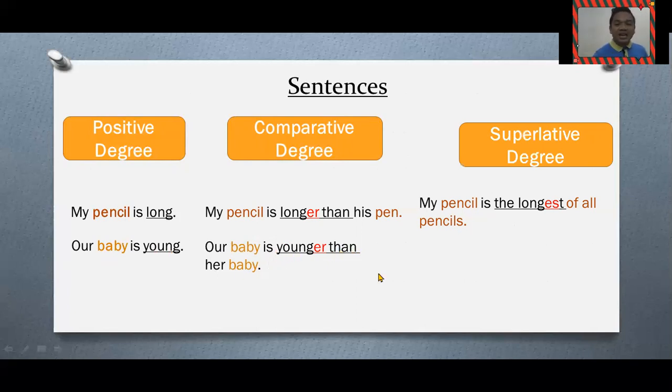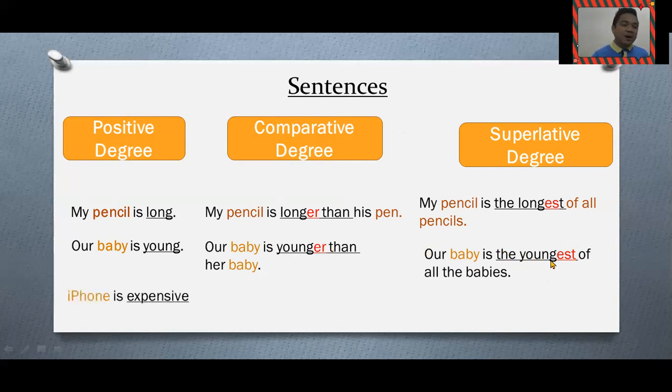Okay. Next one, superlative. Our baby is the youngest of all the babies. Okay. Again, three or more nouns are being compared here. Our baby is the youngest. Again, young has one syllable, and you have to add the and then add est after the adjective. So is the youngest of all babies.